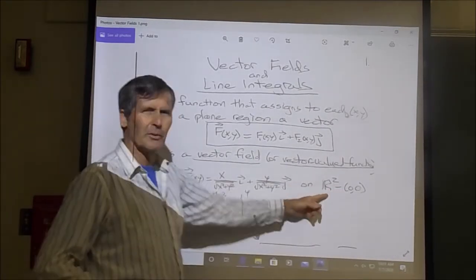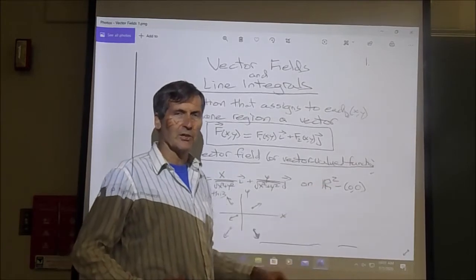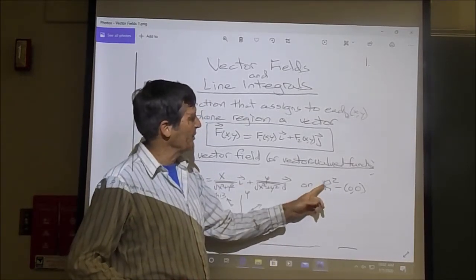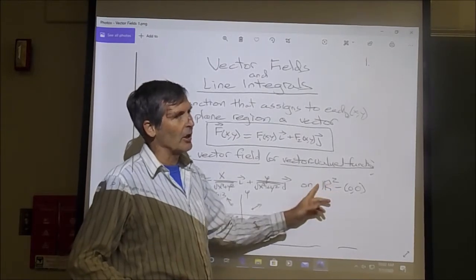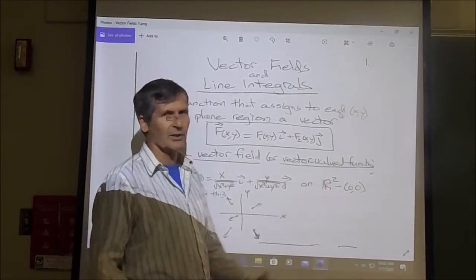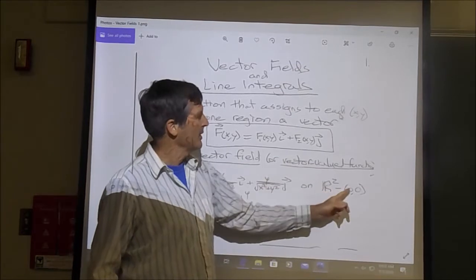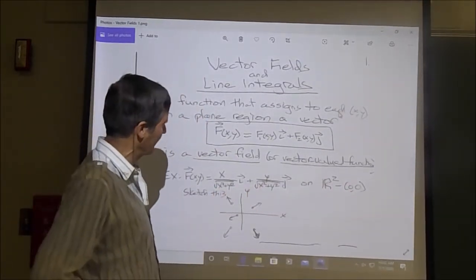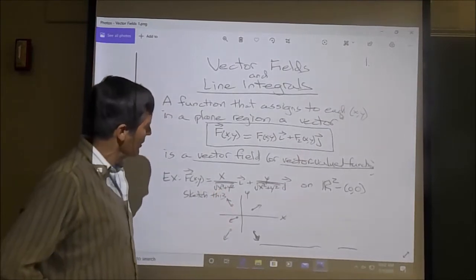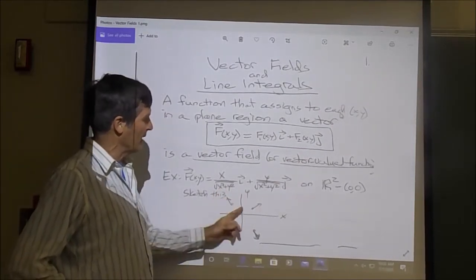What is R2? I'm trying to introduce a little notation here too. That's fancy notation for the real numbers R, Cartesian product with the real numbers R. It's all ordered pairs of real numbers. It's just the plane. So this means the plane, take away 0, 0, the origin, because you get a division by 0 here, right? If you put in 0, 0. So this is a vector field on the whole plane except the origin.